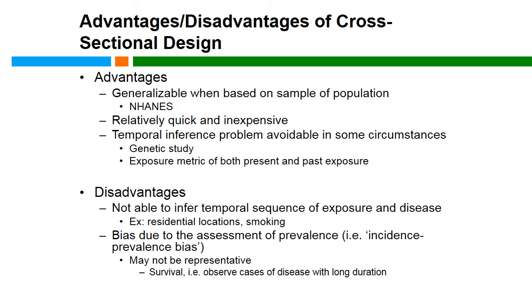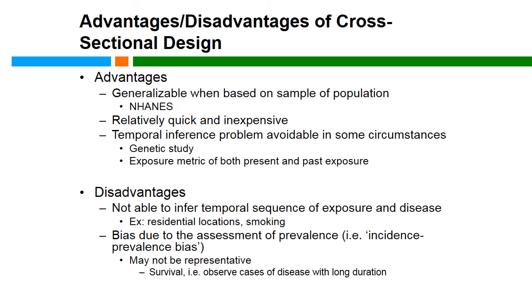Another key advantage to cross-sectional studies is that they're typically quick and relatively cheaper than other designs. The major drawback, as we've already discussed, to the cross-sectional design is the inability to distinguish the temporality or the time sequence between exposure and disease. So this might not be an issue in some circumstances, for example, if you're doing a genetic study or studying exposures that don't change much over time.